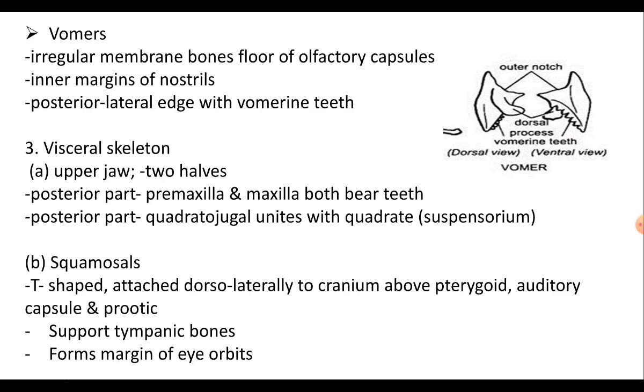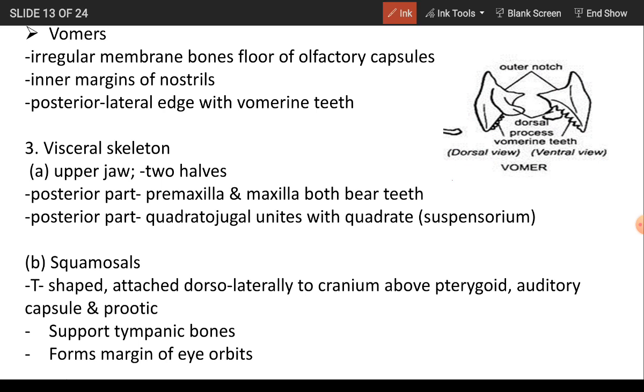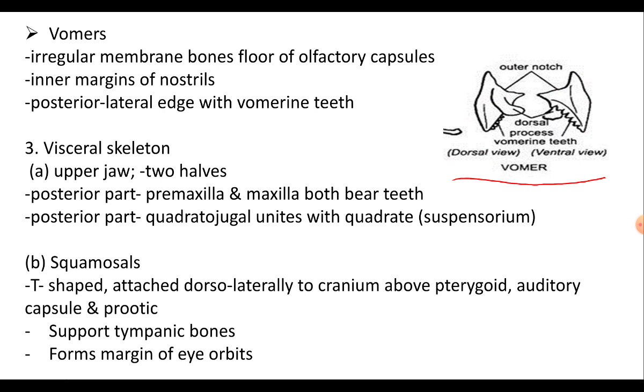Here in this diagram, you can have a look at the shape and size of the vomer bones, which are small, flat and triangular, forming the floor of the olfactory capsules, and they also bear the vomerine teeth and form the margins of the nostrils. The third part of the skull is called the visceral skeleton, which includes the upper and lower jaws.